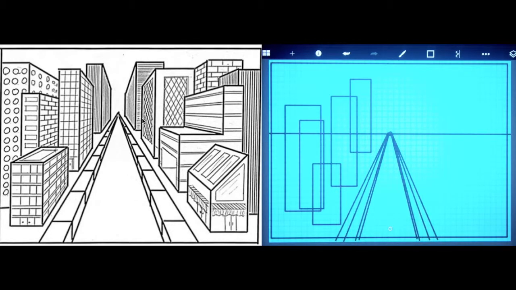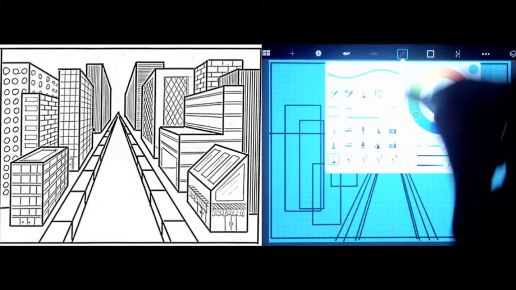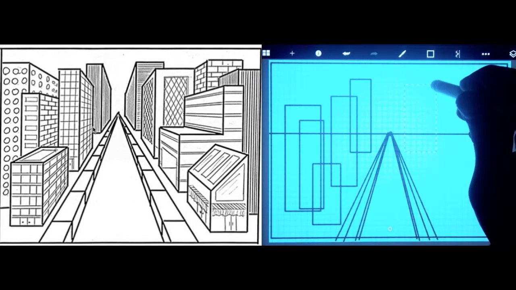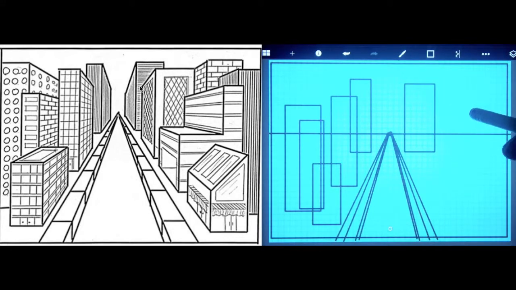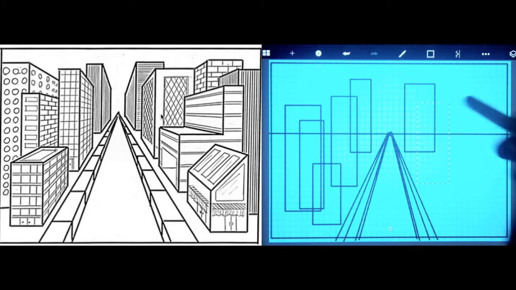On this side, I'm going to start with this building furthest in the back. I can see it's about even with the one across the street from it. Then I'm going to do this building in front of it. And this building beside it.